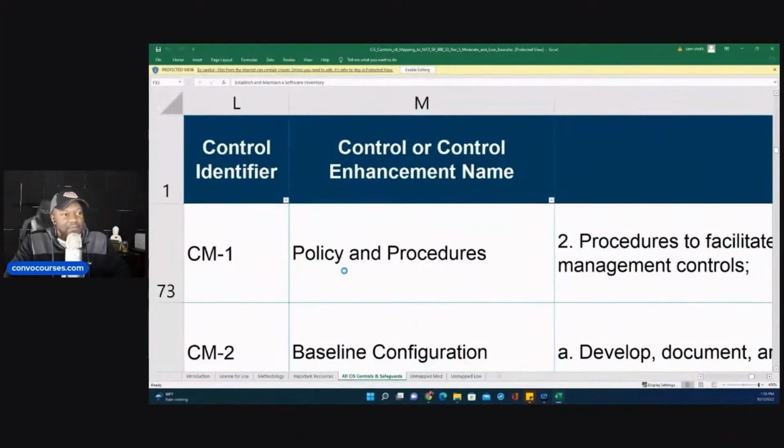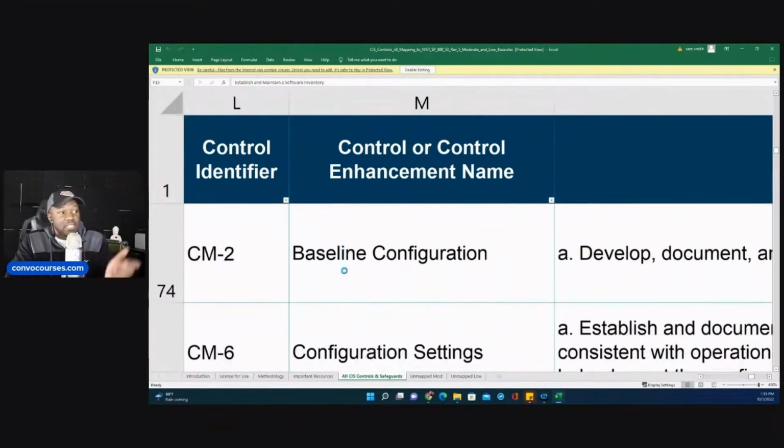Okay. So yeah, and this is talking about, okay, do we have a policy and procedures for maintaining our configuration management for our baseline? And then CM-2, baseline configuration. We have to document, develop a baseline for our systems. So that means, like, if you have a laptop, that laptop needs to have a specific set of security controls, a specific set of software, specific configuration that all of our laptops are going to have.